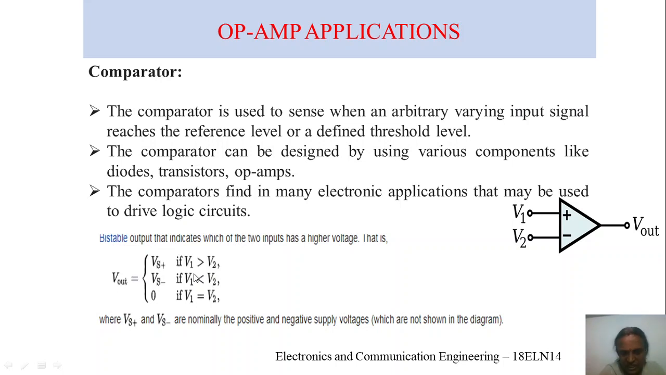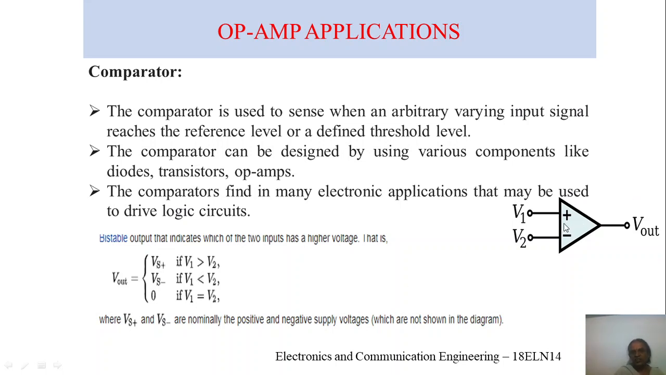As I told you, if V1 is equal to V2, then the output is 0. V1 is at the plus terminal, V2 is at the minus terminal. So if the voltage V1 is less than V2, that is, the voltage at the plus terminal is less than the voltage at the minus terminal, then it will produce a negative voltage, that is Vs minus. Here these are the supply voltages, which are given at pin number 7 and pin number 4.